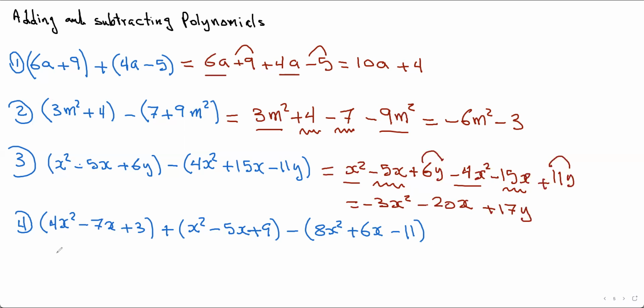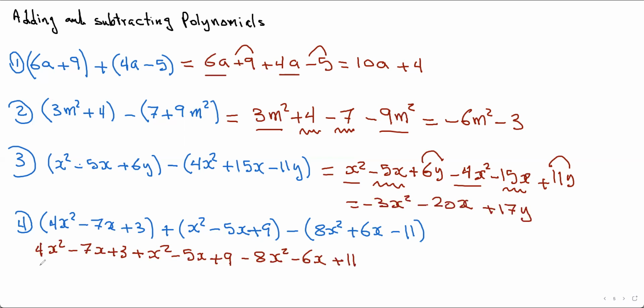Again, this brackets is meaningless, so I'm just going to write this as 4x squared minus 7x plus 3. Also, when it's a plus and then the brackets after it, you don't need to change anything. So just plus x squared minus 5x plus 9. Get rid of the brackets without changing anything. But here the negative is a sign changer. So that becomes -8x squared minus 6x plus 11. As you notice, we changed all the signs inside here.